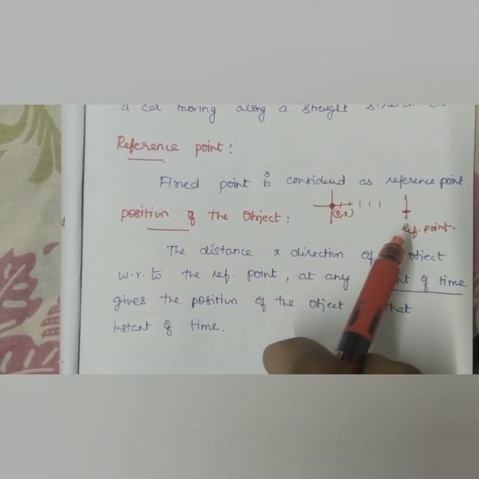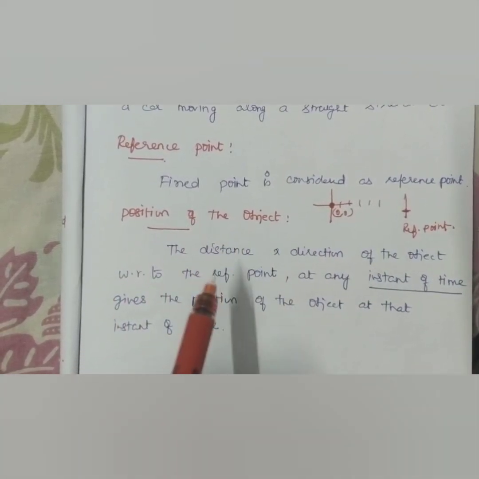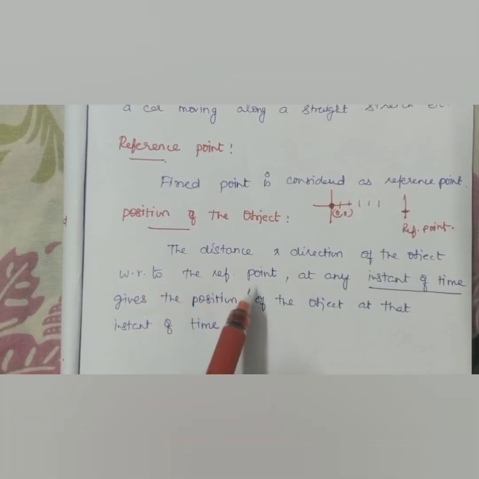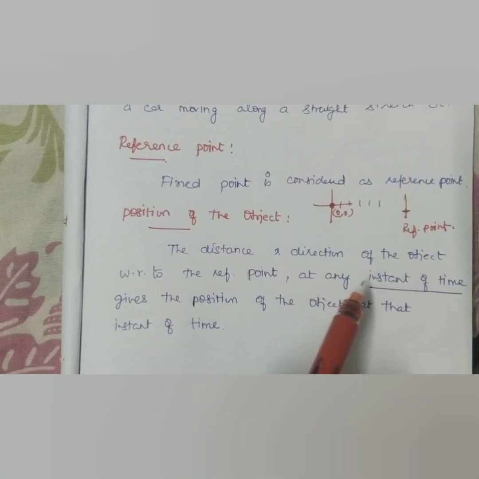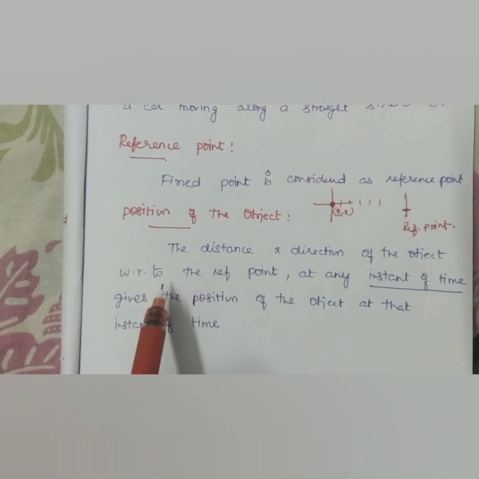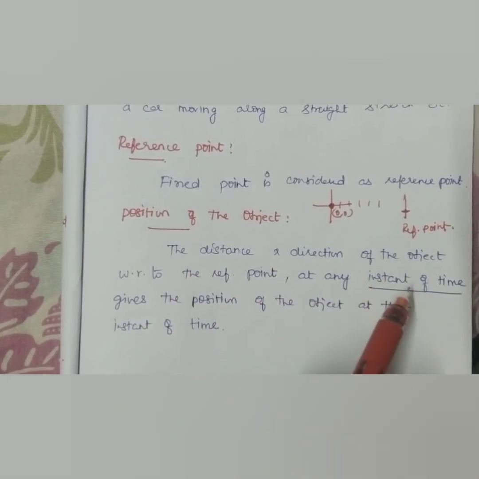So based on the reference point only, we will be able to say what is meant by the position of the object. The distance and the direction of the object with respect to the reference point at any instant of time. Very, very important. The distance and the direction of the object with respect to the reference point at any instant of time gives the position of the object at that instant of time.